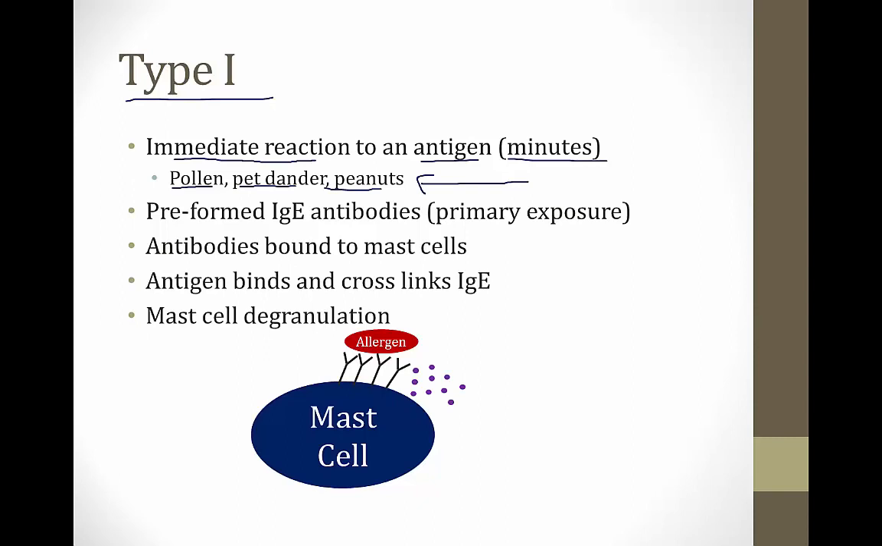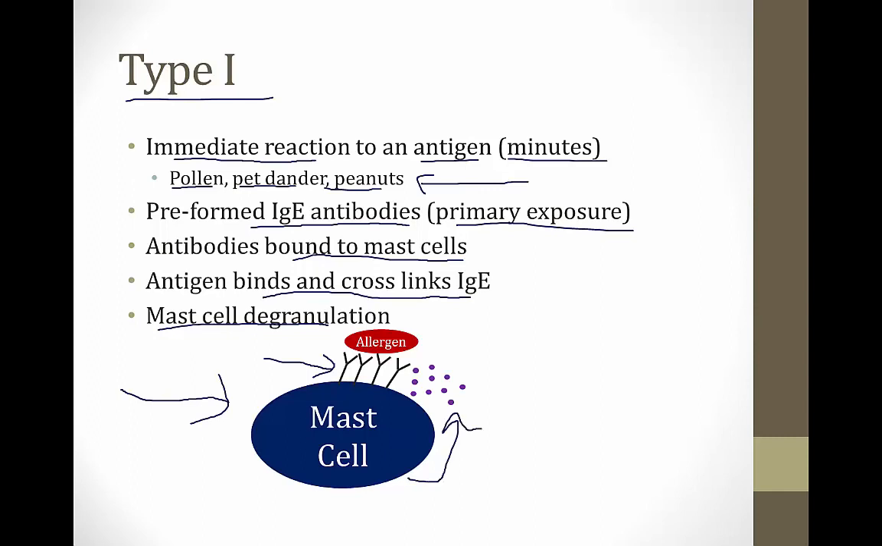The reason these occur is because there are pre-formed IgE antibodies inside the body from primary exposure, and these antibodies are bound to mast cells, and then the antigen binds and cross-links the IgE antibodies, and as a result the mast cell degranulates. This is a picture of what's going on down here. These are IgE antibodies. An appropriate allergen can cross-link several of them, and this causes the mast cell to degranulate and release its contents into the tissues, and that's what causes the symptoms.